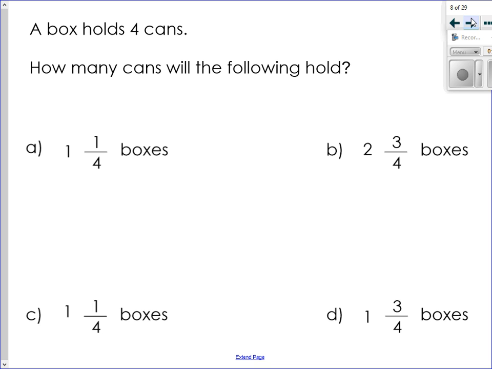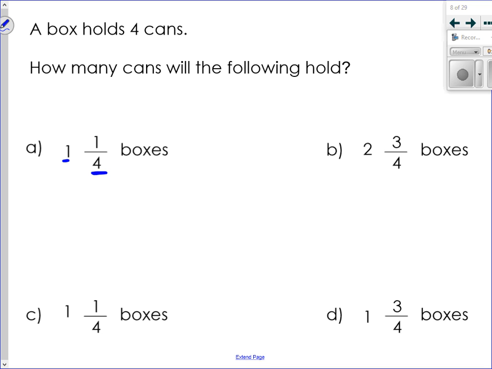Let's try a couple of these. Let's think about this for a minute. If a box holds 4 cans, how many cans will the following hold? Well, if I have 1 and 1/4 boxes, that means this one box is full. So how many cans does it have if it's full? Right, it has 4. And then I have 1/4 of a box. How many cans would that be? If it normally holds 4, and I've got 1 out of those 4.